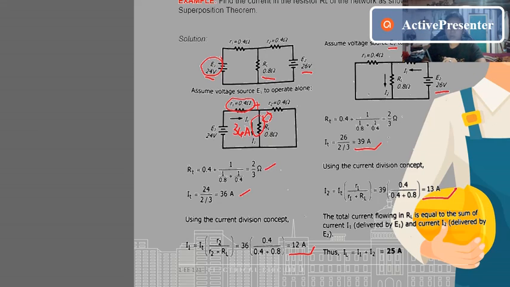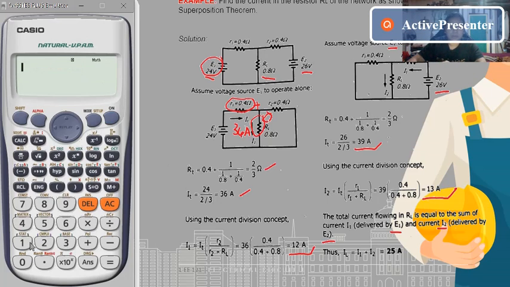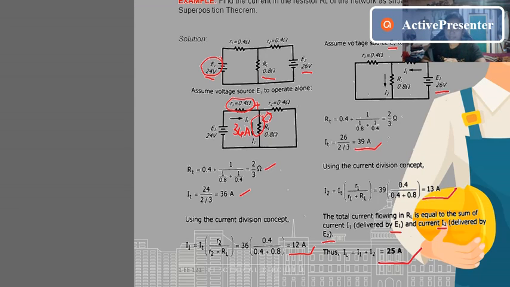Since nakuha na nato atong current, we can solve for the IL. So kaning IL is the total current flowing in RL is equal to the sum of current I1 delivered by E1 and current I2 delivered by E2. So katong gisolve na to ganina, IL is equal to I1 plus I2. So for our I1, we have 12 and our I2 is 13. So our IL will be 25 ampere. So this is our final answer.